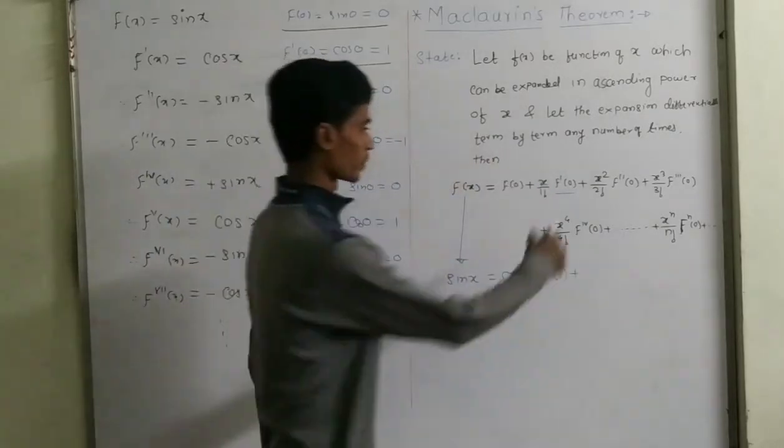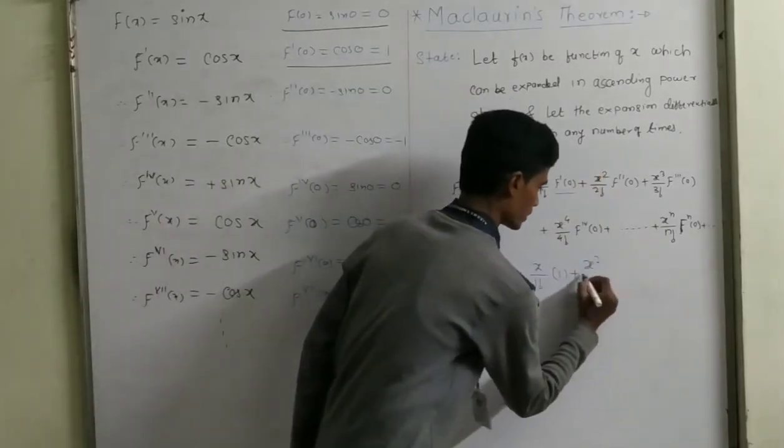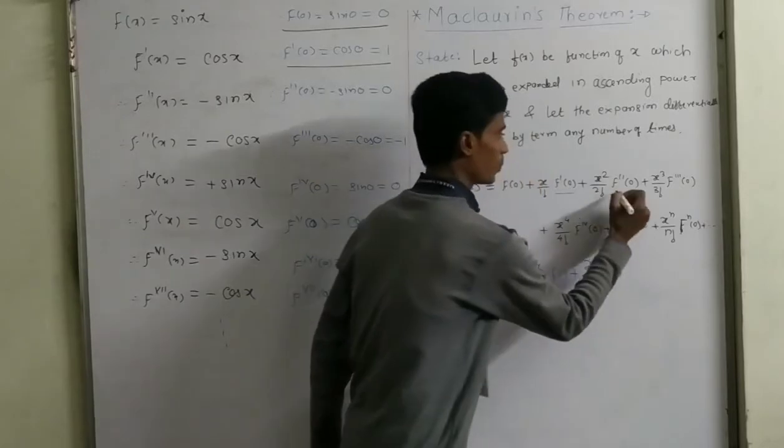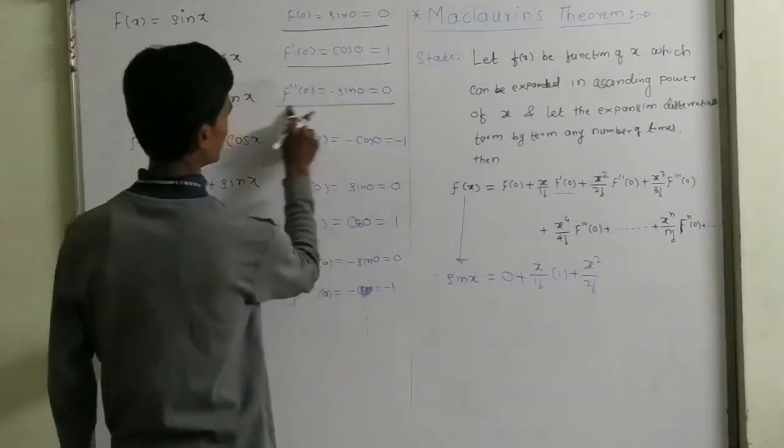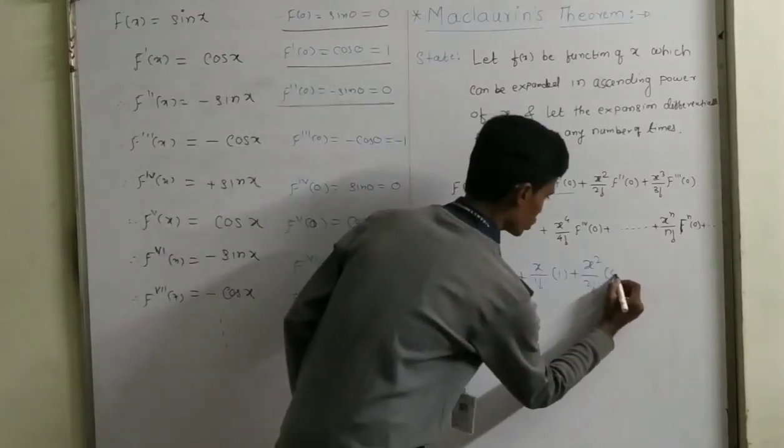Next, plus x square by 2 factorial as it is. Clear? Value of f double dash of 0. F double dash of 0 is here, it is again a 0. So it is into 0.